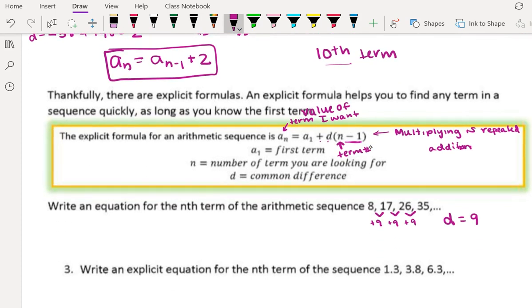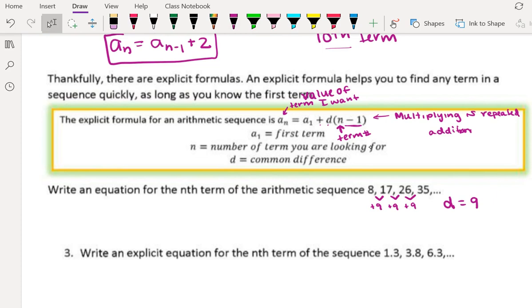Okay, so when I'm writing the equation for the arithmetic sequence, here's what we're going to do. We're going to start with a sub n, so that's any term, the value of the term, is equal to the first term. So a sub 1 is equal to 8. The common difference was equal to 9. And n in this case is going to be any term. So because I'm not looking for anything specific right now, my equation is going to be 8 plus 9 times n minus 1.